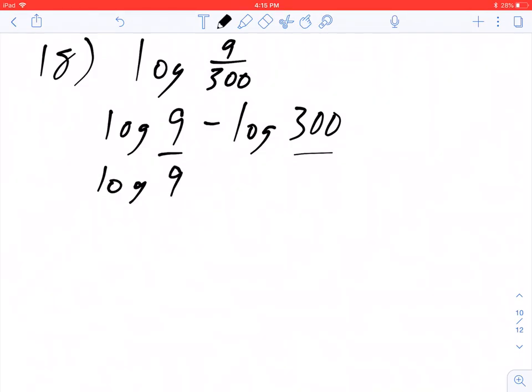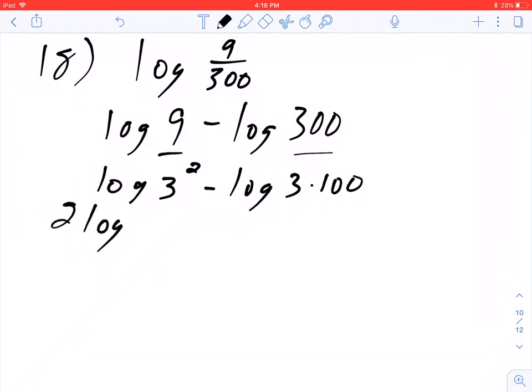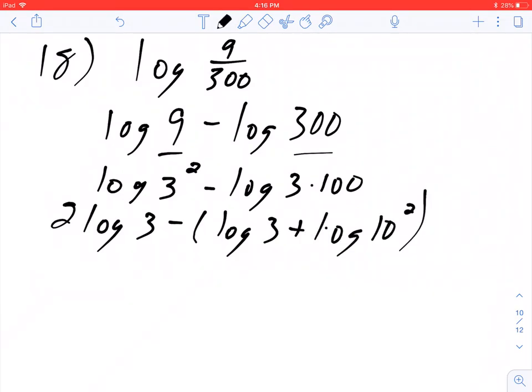But actually, I'm going to back that up for a second. We're going to change this a little bit. This is going to be 3 squared. And this is going to turn into log of 3 times 100. Now, I'm going to rewrite this so it's 2 log 3 minus log of 3 plus log of 10 squared.